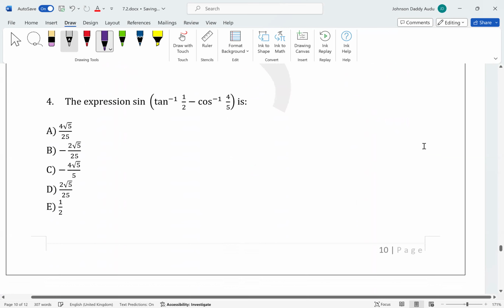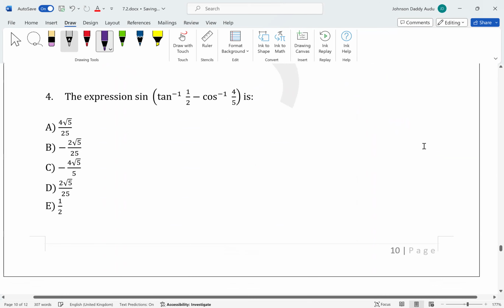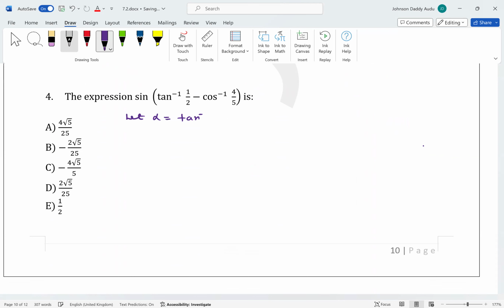All right, now example 4. I think we did similar stuff already in previous videos. Let's do it again. Here, we will let alpha be tan inverse of one half, and we will let beta be cosine inverse of 4 over 5. It means that our expression is now the same thing as sine of alpha minus beta, right? Because we let alpha be this and beta be cosine inverse.